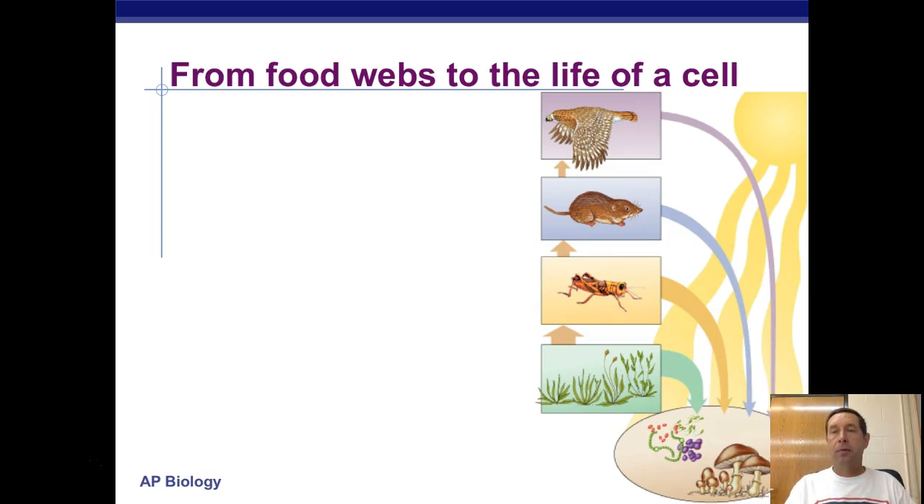So we know that most energy comes from the sun, and some of that energy is converted by the producers, like plants, through photosynthesis into food. And then some of that energy is transferred on to the primary consumers when they feed on the plants or the producers. And then some of the energy is transferred on to the secondary consumers as they eat the primary consumers, and so on up the food chain.